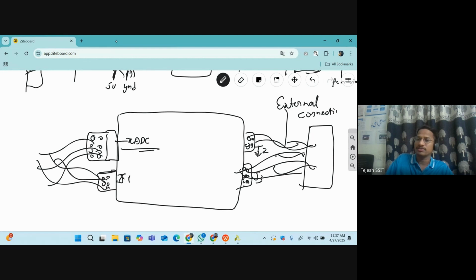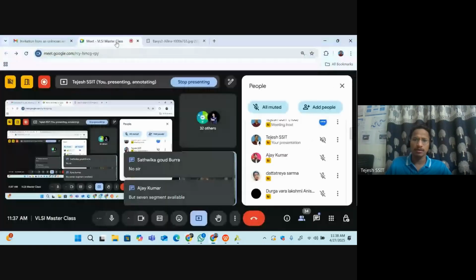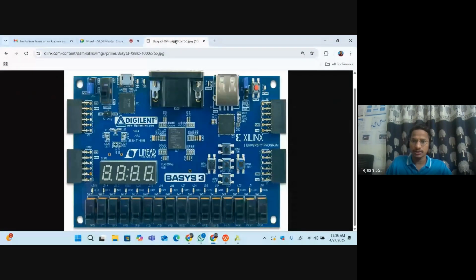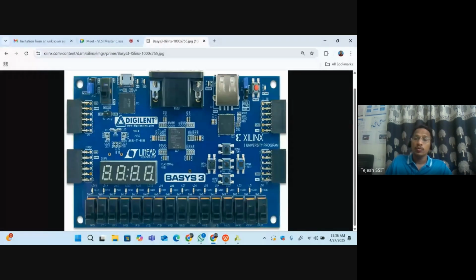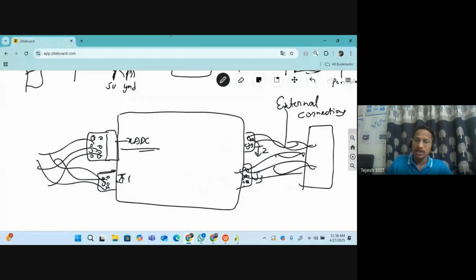For external connections. Suppose I'm doing one project, and for my project I want a Bluetooth sensor. Is there any Bluetooth sensor? USB is there, power cable is there. Is there any Bluetooth sensor? No. So what do we have to do? We have to use these PMODs and make the external connection. We can connect one Bluetooth digital sensor.